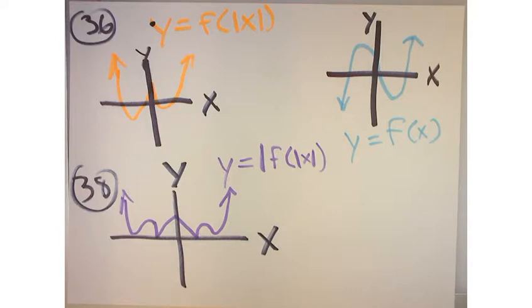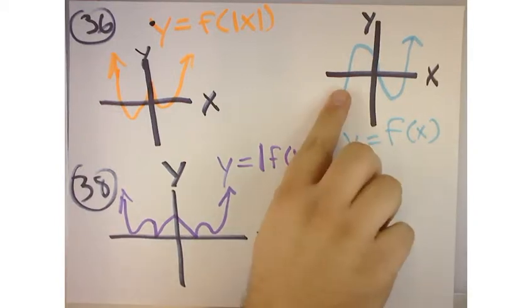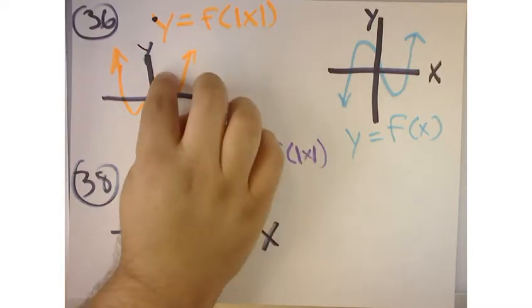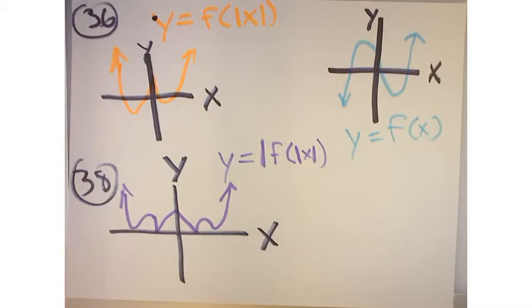So for problem number 36 and 38, we're going to transform the function f of x. So they gave us the picture f of x, which looks like this. And they've asked us to transform the function, and we had to graph what the transformed function would look like compared to the original function. And so let's unpack that for a little bit.